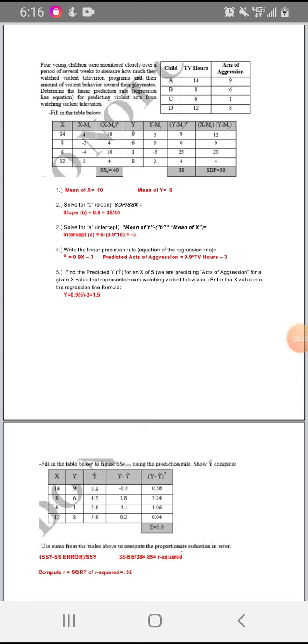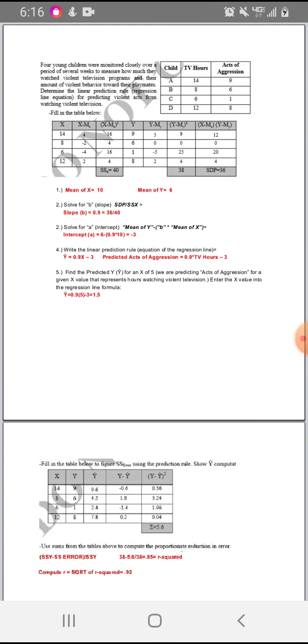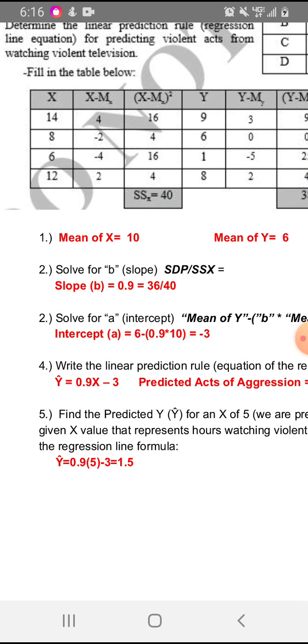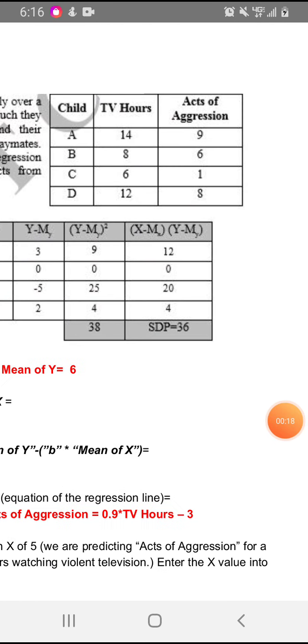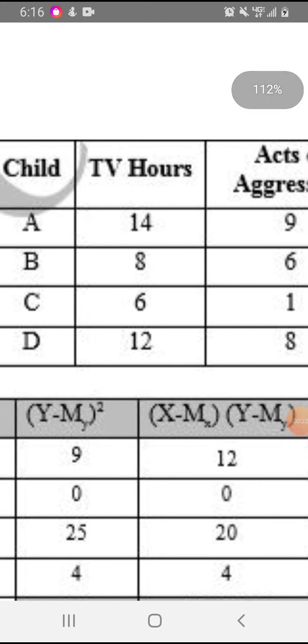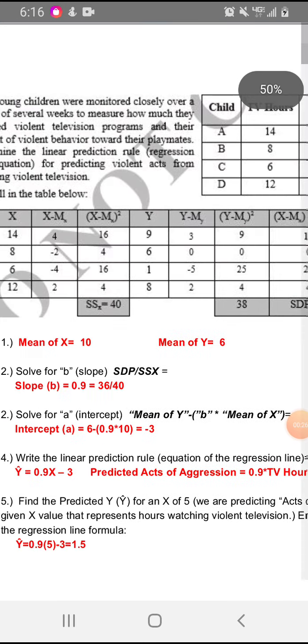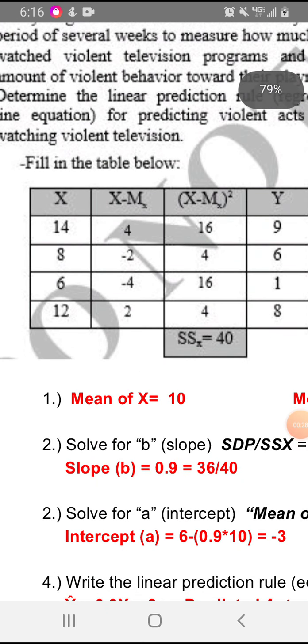Chapter 16, Part 1 and Part 2, Worksheet. Alright, so as you may notice, it's very similar to correlation as far as the first few steps go. You're going to fill out this table using the given x values, which will be the first variable, in this case TV hours, and the given y variable, which in this case is axis of regression, and you plot them here.